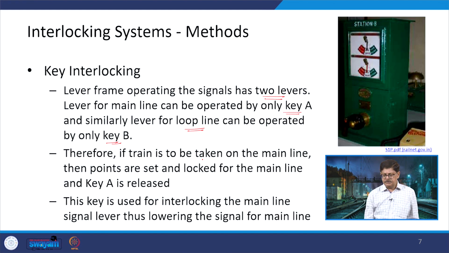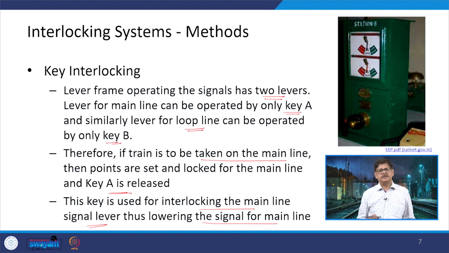Therefore, if the train is to be taken on the main line, the points are set and locked for the main line and key A is released from the block instrument. And once this key is released, it is used for interlocking the main line signal lever, thus lowering the signal for the main line, that is, putting it to the off position, which gives an indication that the train can now proceed on this particular section.